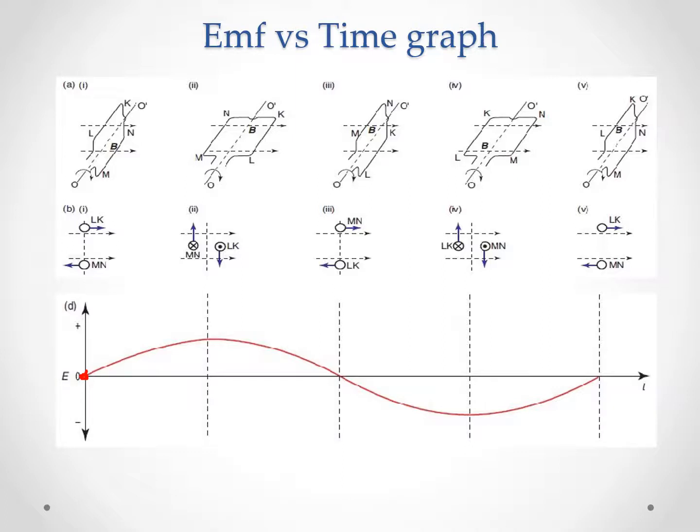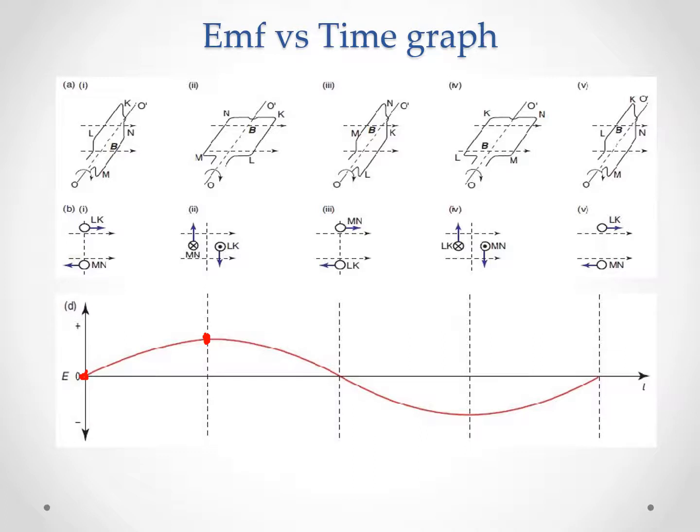As the coil starts to rotate clockwise, the rate of change of magnetic flux is increasing. And based on Faraday's law, the induced EMF will also increase and eventually reach the maximum point when it is in a horizontal position. So in the second picture, the induced EMF will be maximum.